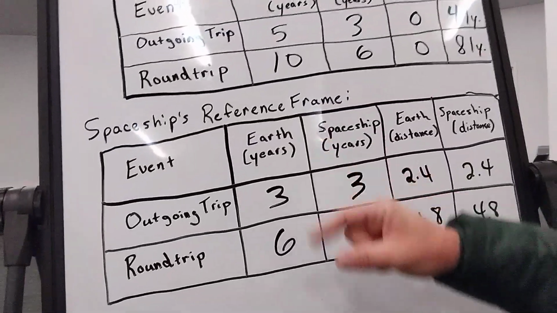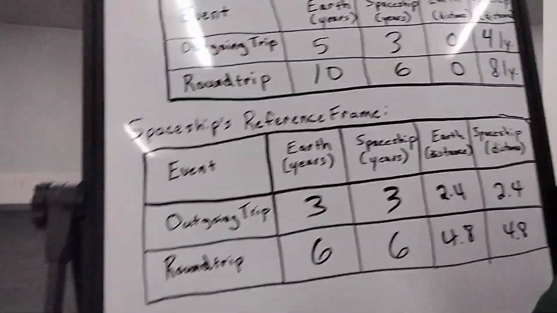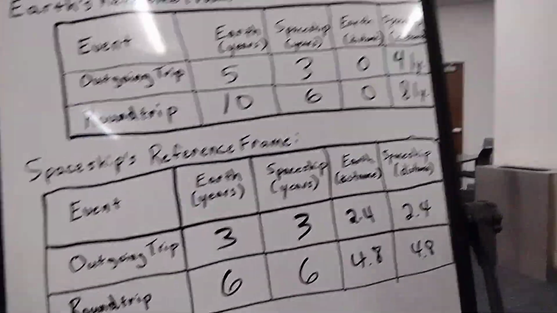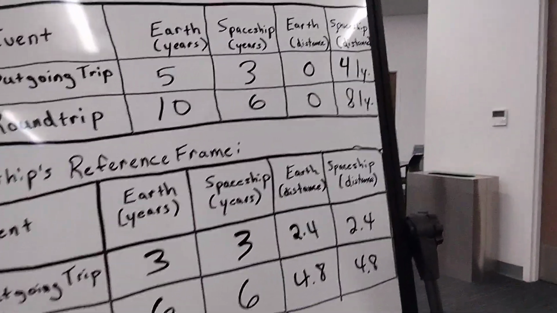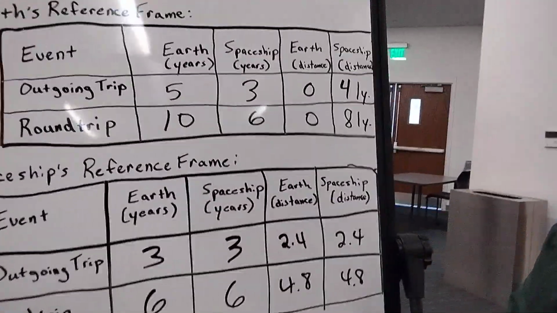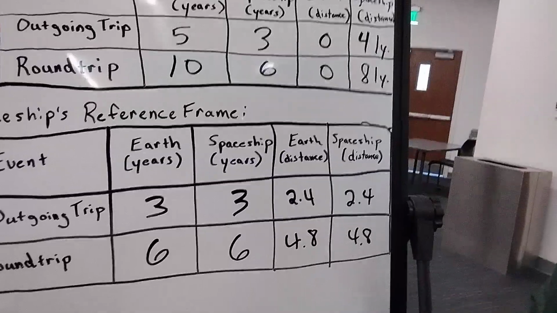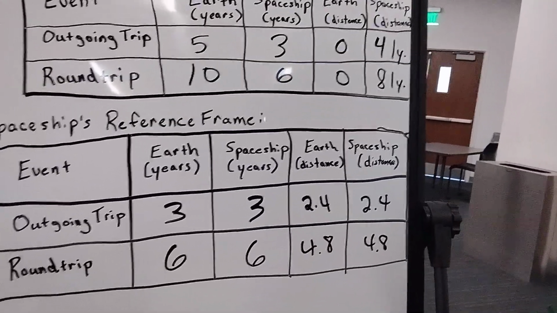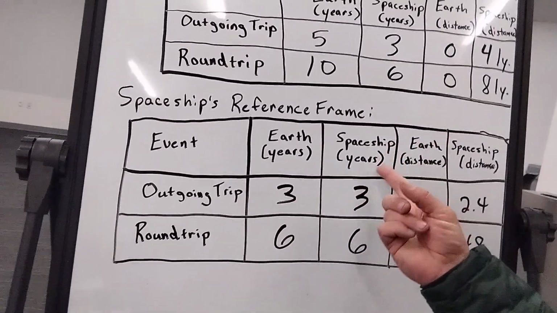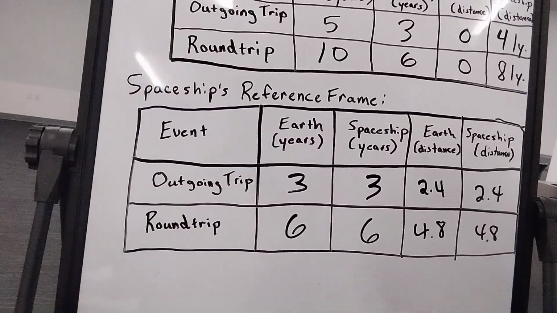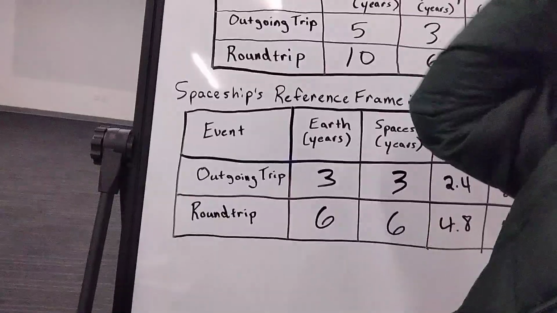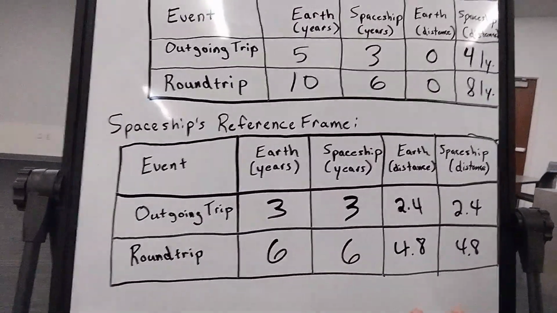From the spaceship's point of view, let me read this to you. In B's reference frame, he traveled a distance of 2.4 light years. We got the length contraction, 2.4. So in B's reference frame, he traveled a distance of 2.4 light years to the star plus 2.4 light years back to Earth. So he traveled 2.4 to and 2.4 back. Therefore, the Earth moved 2.4 light years away and 2.4 light years back.